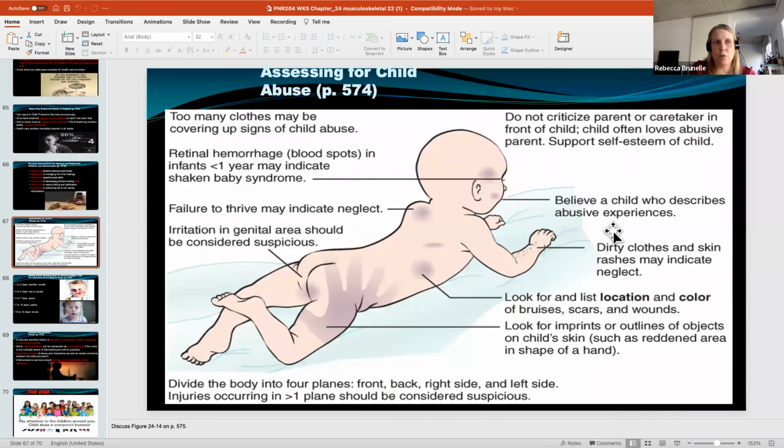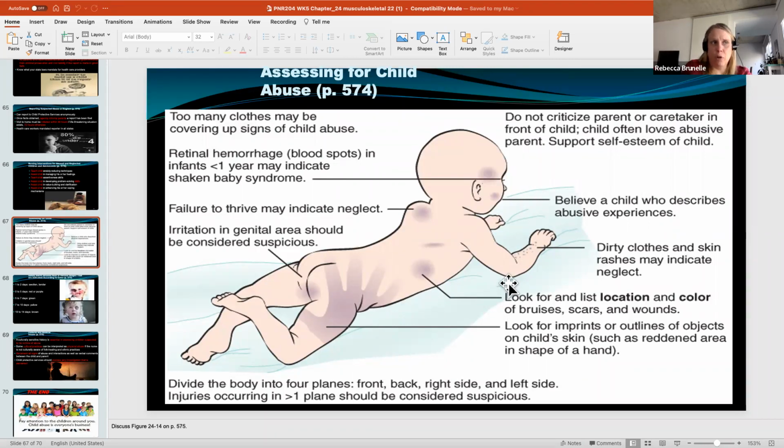And then there are certain things that you need to look at that should be red flags. If it's hot outside and the kid's wearing a bunch of clothes, maybe the kid's wearing a bunch of clothes because the parents are trying to hide signs of abuse. Certainly look in their eyes and see if you see any blood spots. Irritation to the genital area. I mean, it could just be diaper rash, but you need to spread the cheeks and really look in there and see if you think that they've been penetrating the child in any way. Dirty clothes. Always pay attention to what the bruises look like.